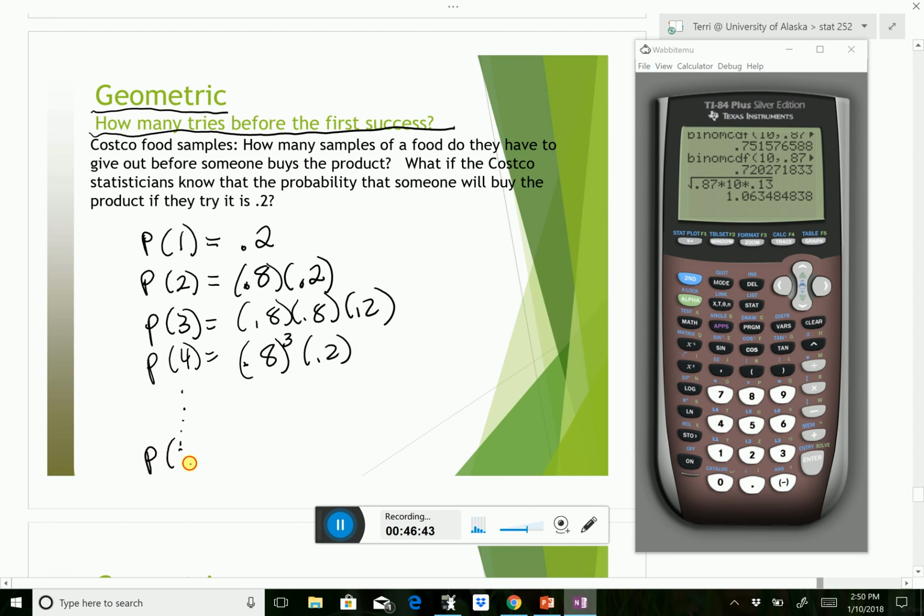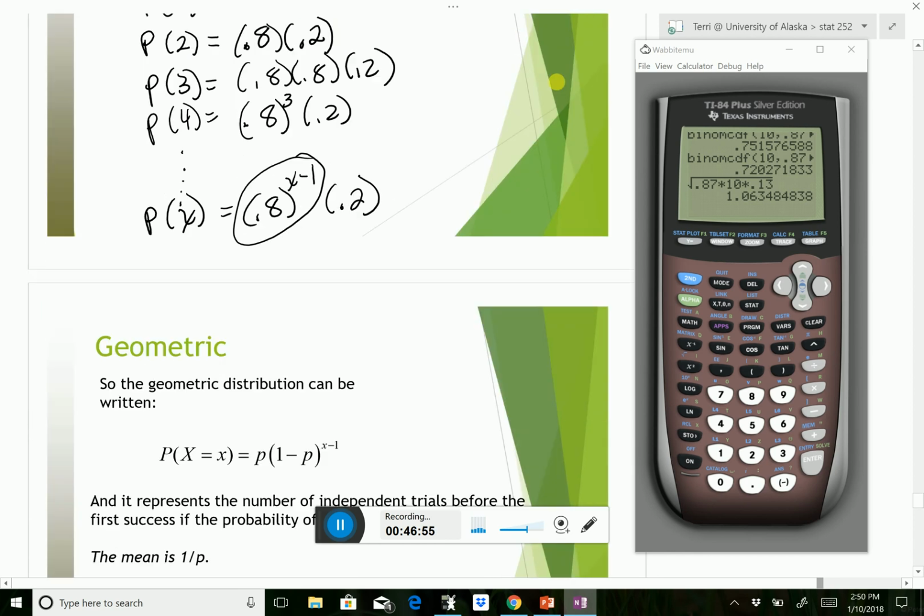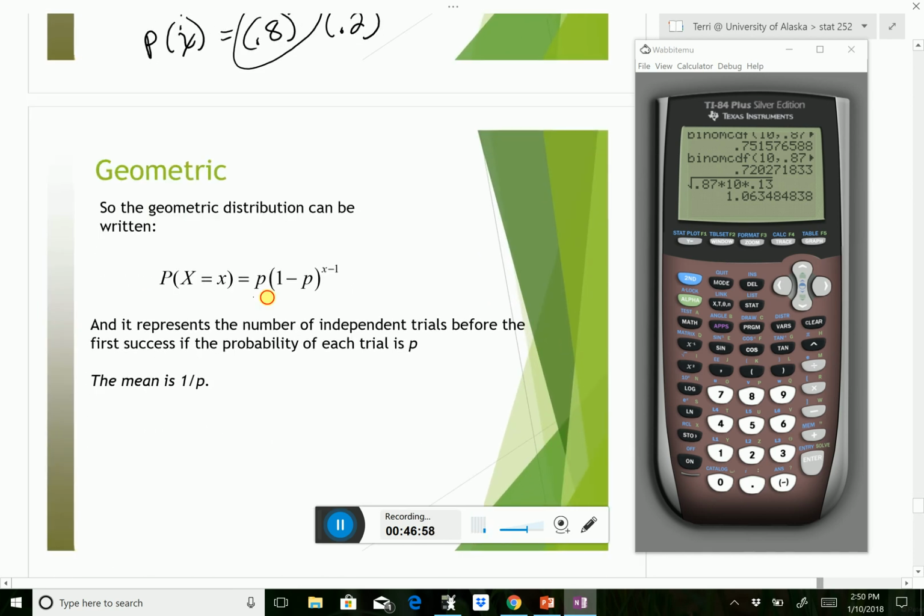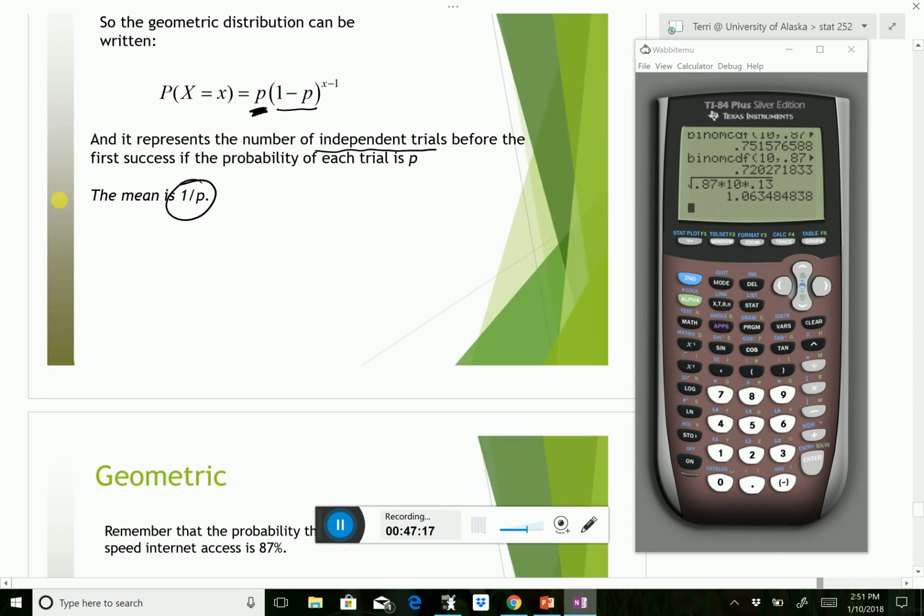So the probability of x is going to be 0.8 to the x minus 1 times 0.2, because x minus 1 is the number of failures that you had. And this brings me to how you write it exactly. So the probability of x is the probability of success, p, times the probability of failure to the x minus 1 power. And that makes sense because all of these are independent, so we can multiply their probabilities. And the mean is 1 over p.